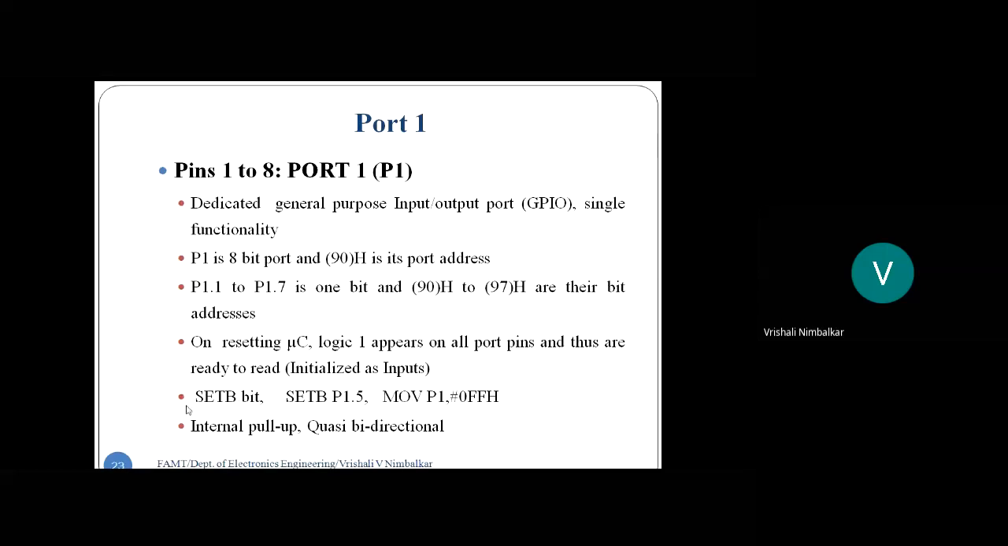Okay, so just as an example, a few instructions have been written here. If you're using it as a 1-bit port, then the instruction is SETB P1.5. That is how you send logic 1. SETB P1.5 or CLR P1.5. So sending logic 1, logic 0. Similarly, if you're using it as an 8-bit port, then you refer to it as MOV P1, #0FFH. That is, you're sending 11111111 on all the pins of port 1.